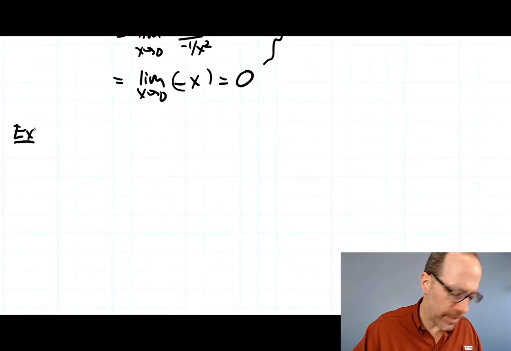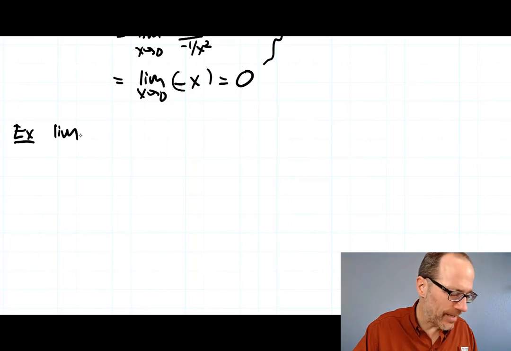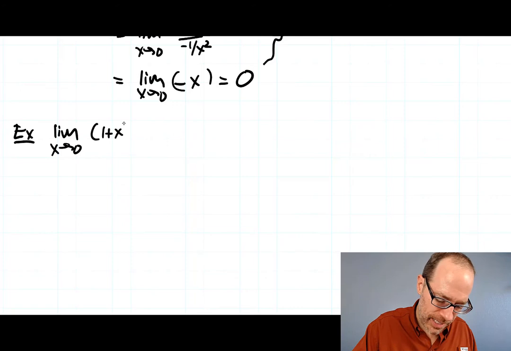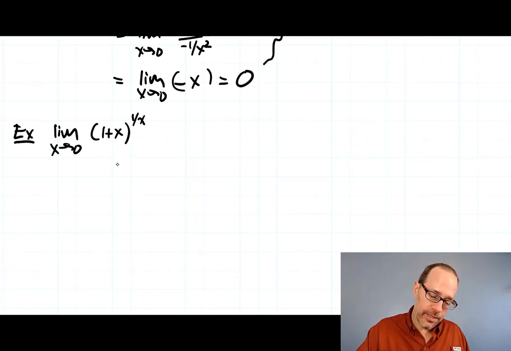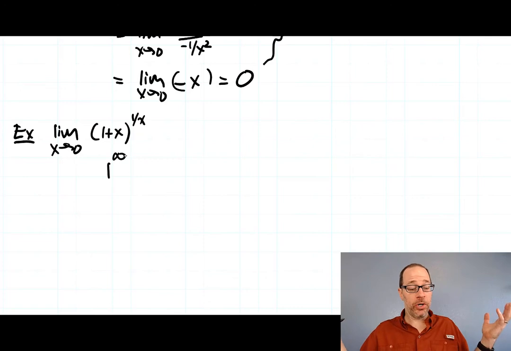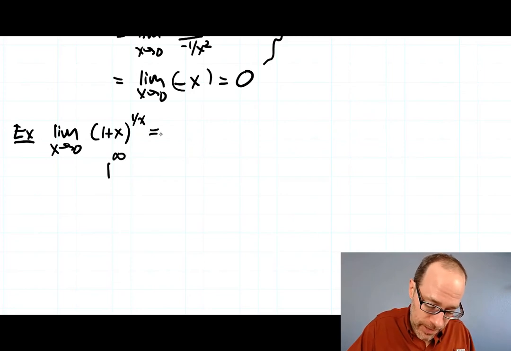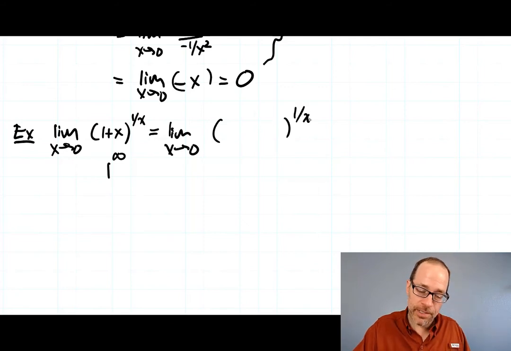So, the example here, oh, this is a good one as well. The limit as x goes to 0 of 1 plus x to the 1 over x. So, inside it's going to 1, and the 1 over x is going to infinity, so it's a 1 to the infinity. Who knows what's happening? L'Hopital's rule doesn't apply. But same type of trick, right? This is the limit as x goes to 0, just copying the outside stuff.